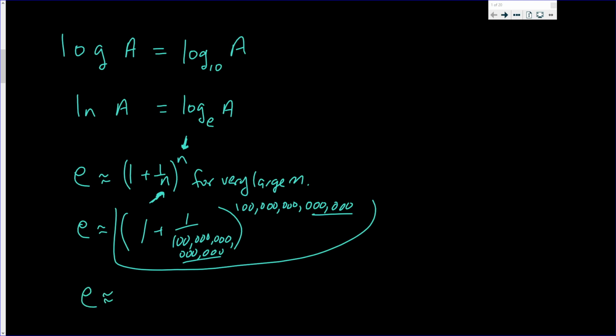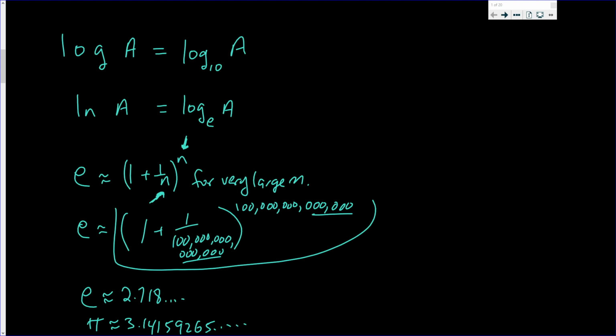E is approximately 2.718. Just like the number pi, nobody can write it down, because it's 3.141592665, and it goes on forever without repeating. The number E goes on forever, and it doesn't repeat. So I can't write down what E equals.